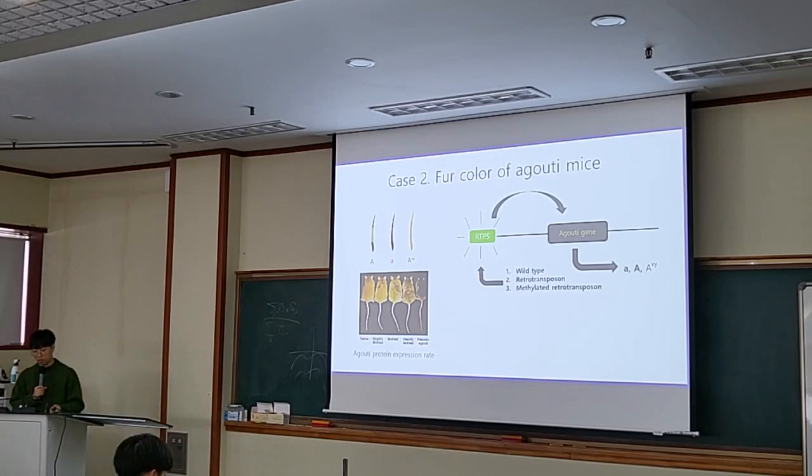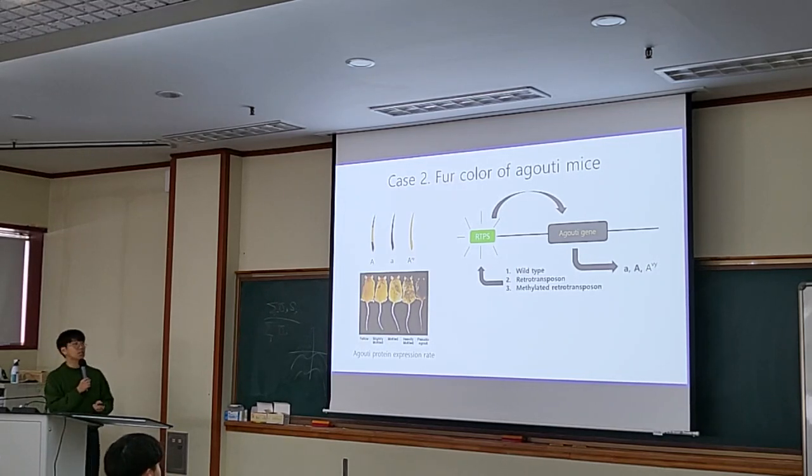However, when retrotransposon DNA was inserted in the agouti mouse, these RTPs transcribe RNA, not DNA, not protein. And these RNAs transcribed from RTPs derange the agouti gene regulation patterns, so the agouti gene was overexpressed and the AVY gene was expressed, and the agouti mouse usually shows yellow hair.